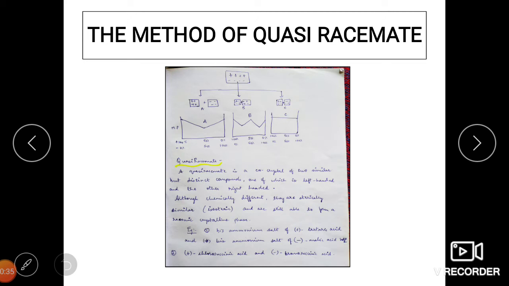Next, moving on to the racemic mixture, you can see here it is going to be equal. That is, it would have, say, 2 molecules of plus enantiomer and 2 molecules of the minus.